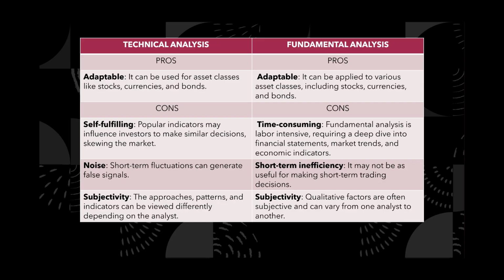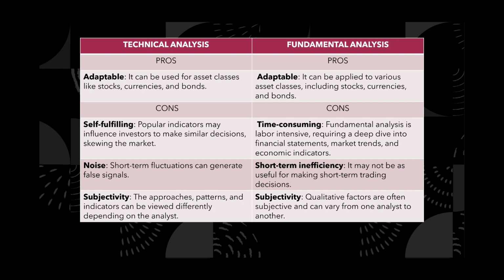Then there is noise. Short-term fluctuations can generate false signals, and this does happen. That's why in trading, I can say that yes, my system can work well, but sometimes it can give you a false signal. It can tell you to buy, but later the market starts going the other way around. So you also have to act fast, close the trade, and follow the other market direction. So that's one of the cons in technical analysis.